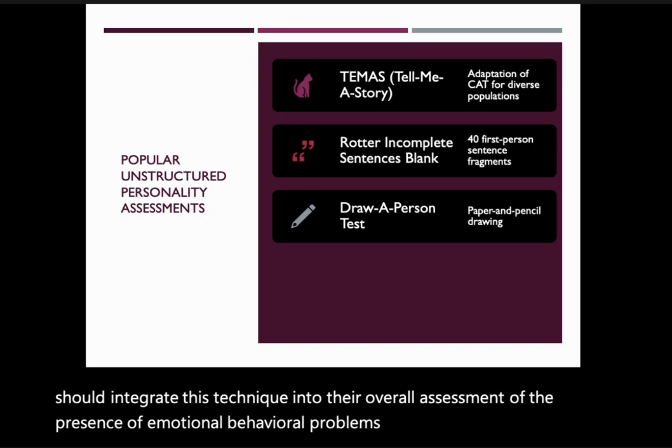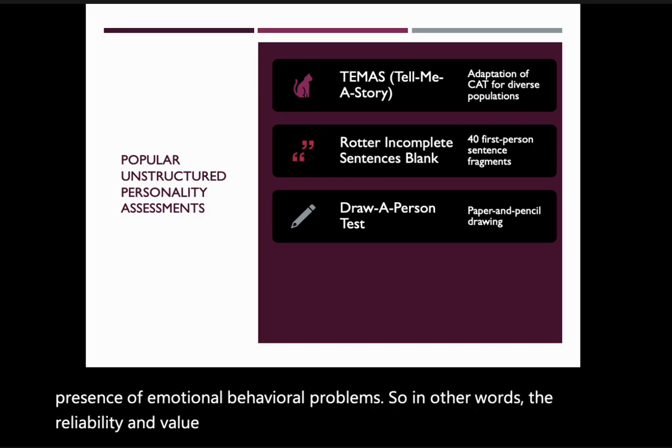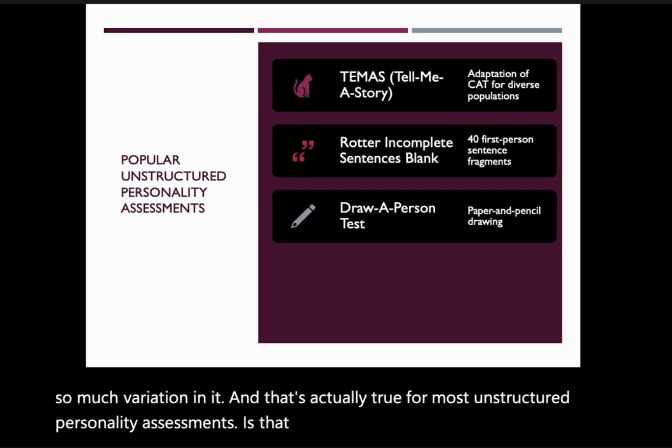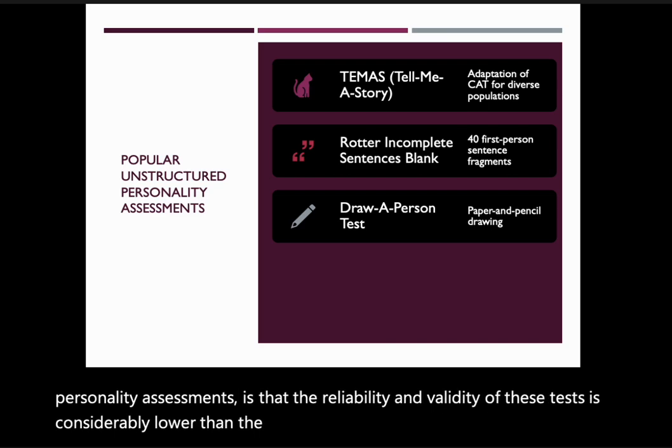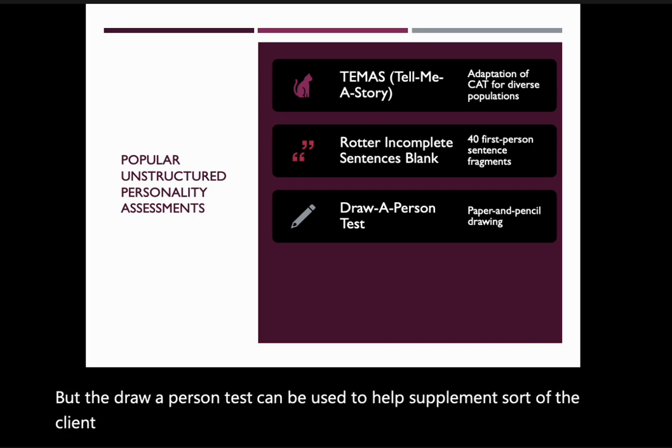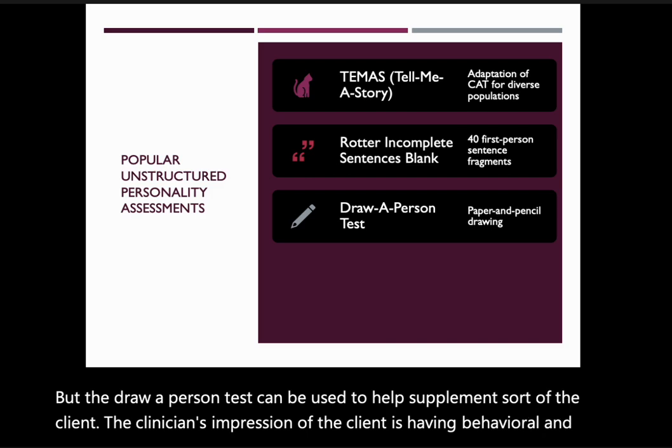So, in other words, the reliability and validity of the Draw a Person test isn't great because there's so much variation in it. And that's actually true for most unstructured personality assessments, that the reliability and validity of these tests is considerably lower than the structured assessments of personality. But the Draw a Person test can be used to help supplement the clinician's impression of the client as having behavioral and emotional concerns.